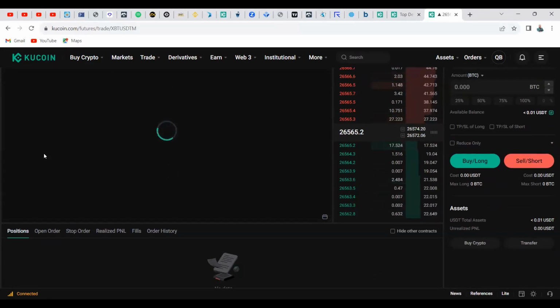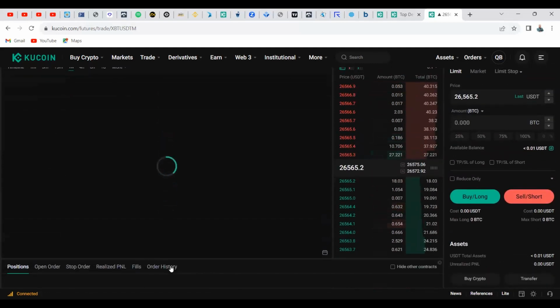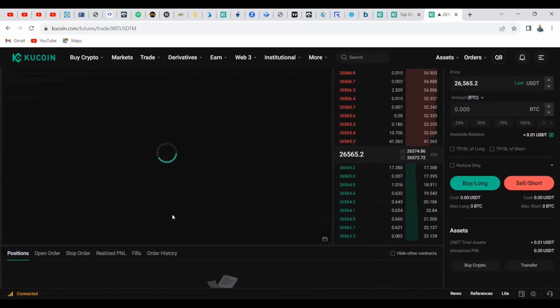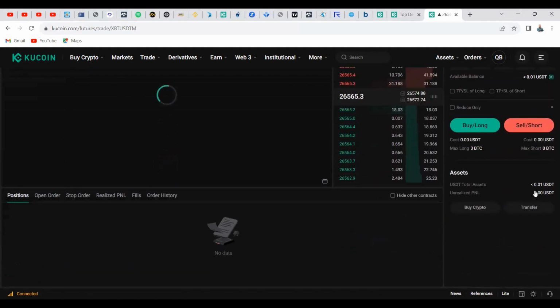And then you will also see your order history right there at the bottom, in terms of the project that you are looking at. Okay, so I want you to look at where it says USDT total assets and where it says unrealized P&L. This would be your unrealized profit or loss, as you can see down there.